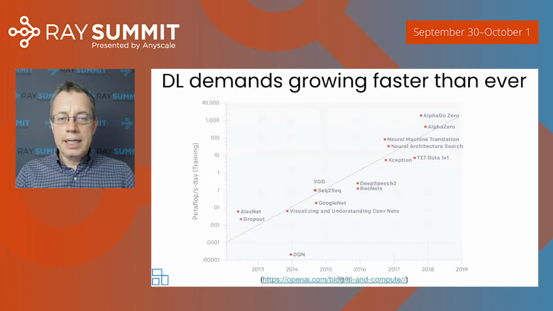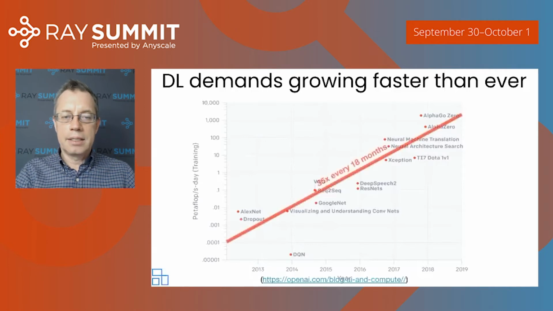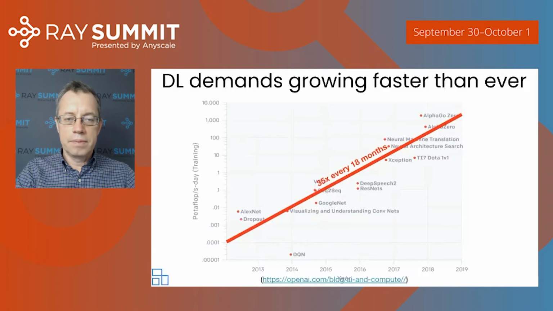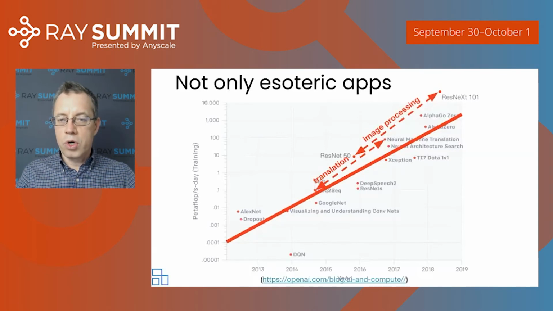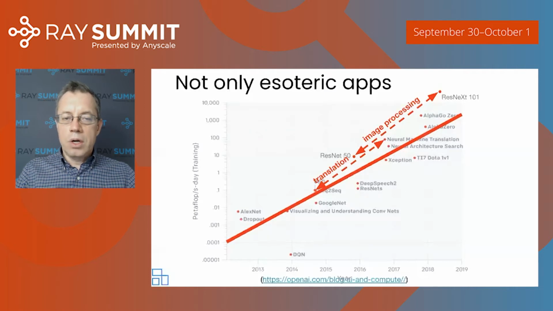First, deep learning demands are growing faster than ever. This is a famous OpenAI plot showing that over the past 8 years, the computation required to train the state-of-the-art models has astonishingly increased 35 times every 18 months. And this is not only true for esoteric models like learning how to play games such as Go or Dota 2, but also for models targeting practical applications like language translation and image processing.